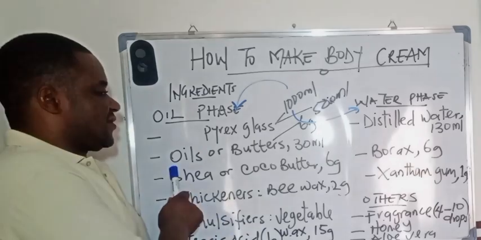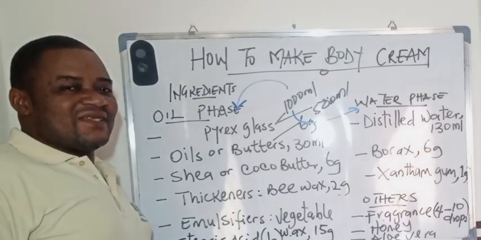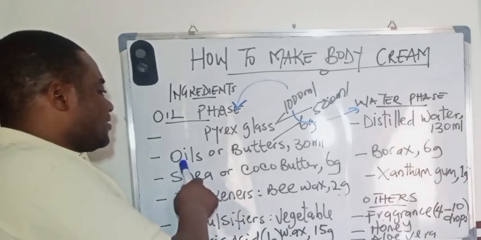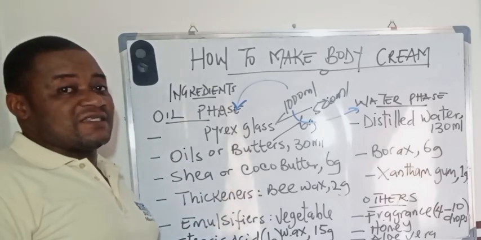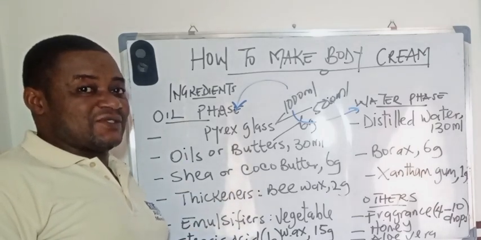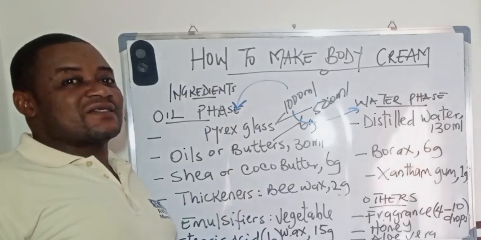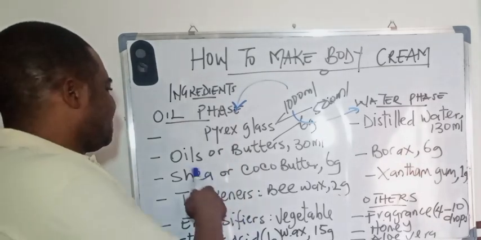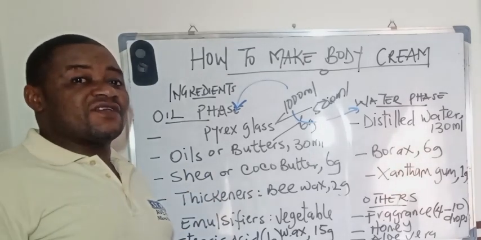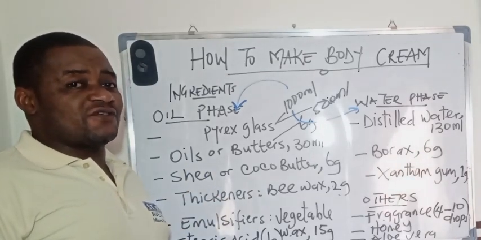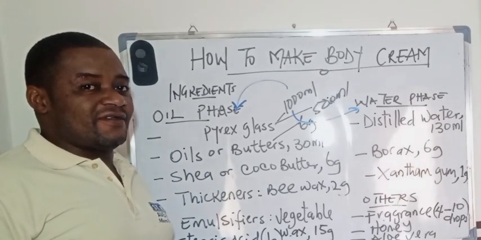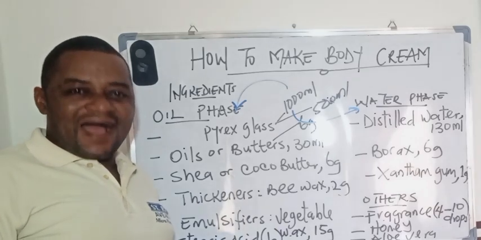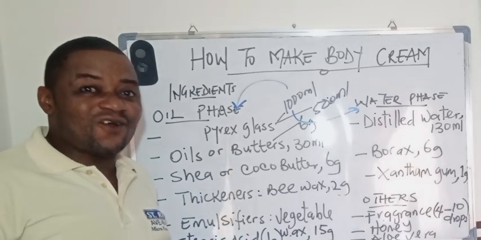You need oils or butter. The oils you may need, there are different types of oils in the store, in the chemical store. So you can buy oils even in your market. Okay, you have almond oil. That is one of the oils that is used in the preparation of body cream. Almond oil. So when you go to the market, ask for almond oil.